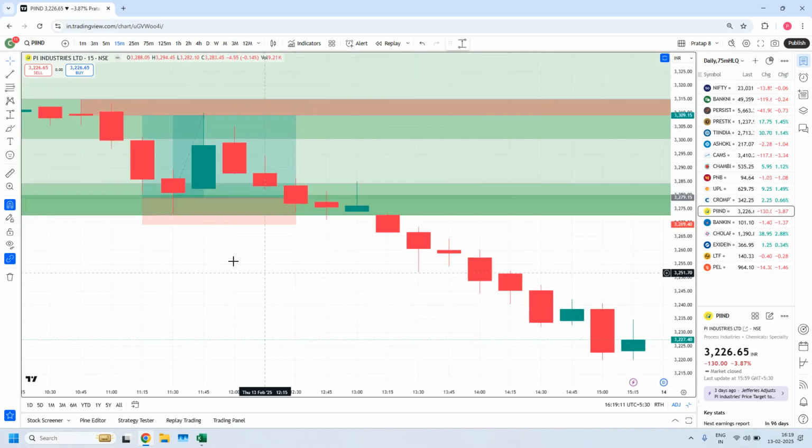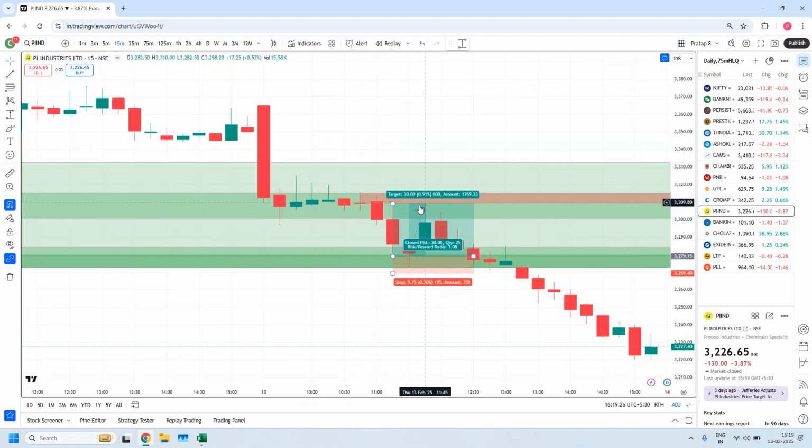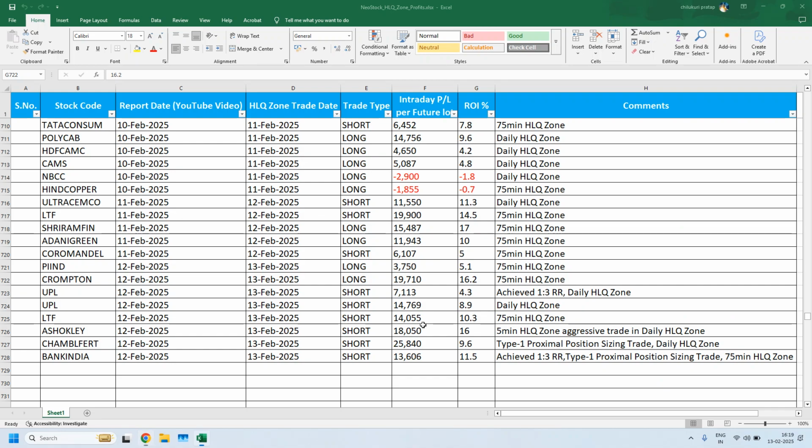Okay, but what happened now? Prices went deeper, almost close to the distal line. But they didn't touch the distal line, but came very close. And then prices started moving up, and finally reached this 15 minutes target. That is the way PI Industries has given 3,750 rupees profit, which is 5.1% ROI. See, small profit, big ROI we got. How is it possible? Because the margin cost is less than 1 lakh. That's why you got good ROI even though profit is only 3,750.